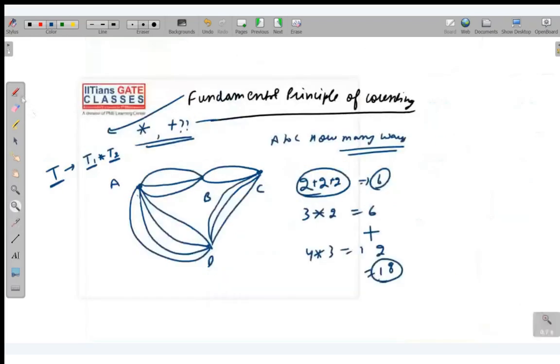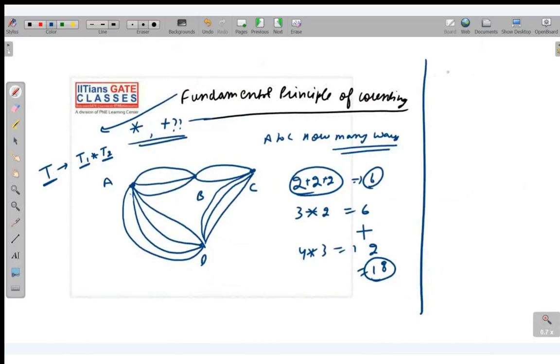So like this. There are lots and lots of examples. So I can say I have say 3 shirts and 4 pants.